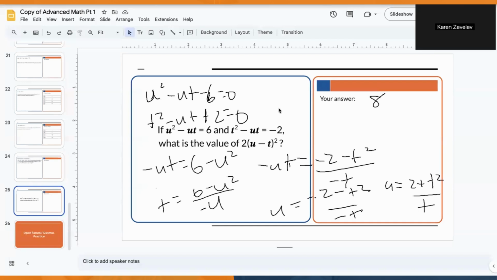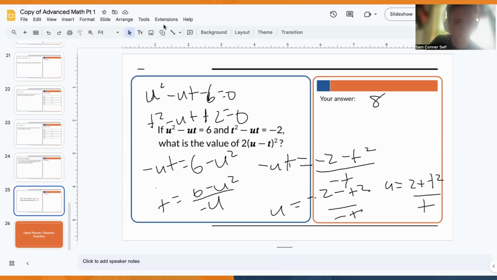Sure. So what I did was I distributed u minus t squared, and then I got u squared minus 2tu plus 2t squared. Then I was able to see that u squared minus ut is equal to 6, and t squared minus ut equals -2. Then since it's 2u minus t squared, you just multiply that by 2 and you get 8. Wow. Yeah, that's much faster than the way that I was doing it. Thanks for sharing your explanation.